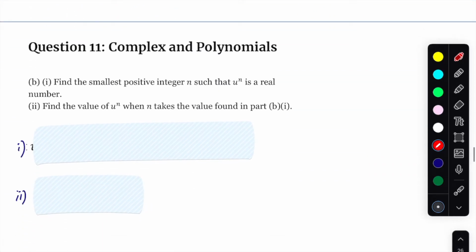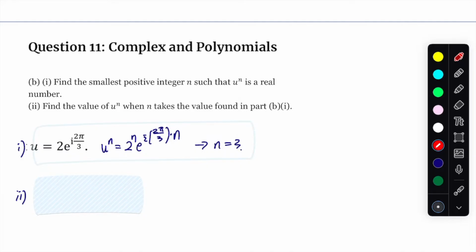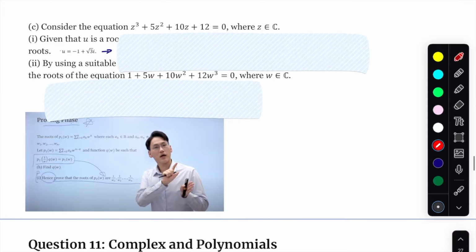Okay. So make sure you just quickly sketch. And for the real value, that means I have to have an integer multiple of pi for the argument. So the least value that I can do is probably go with n equal to 3. If you do so, then you get the straight answer being 8. So that's lovely. And the next question is to work with the fundamental theorem of algebra.